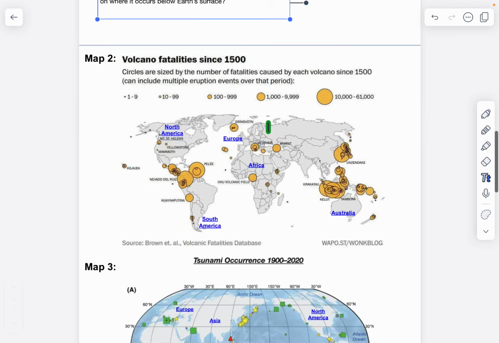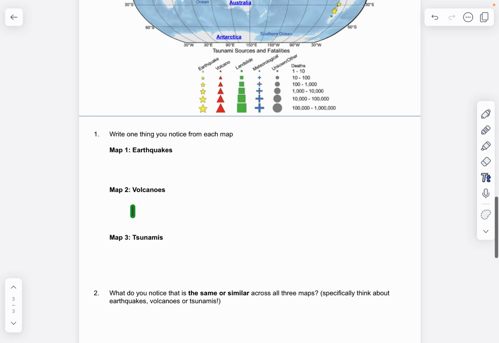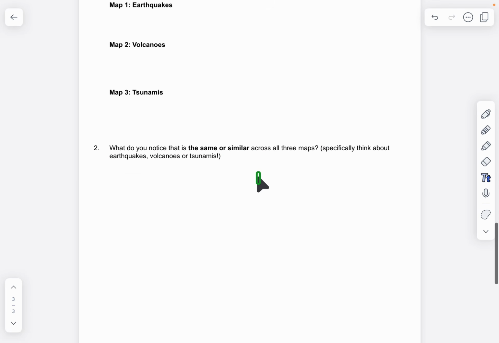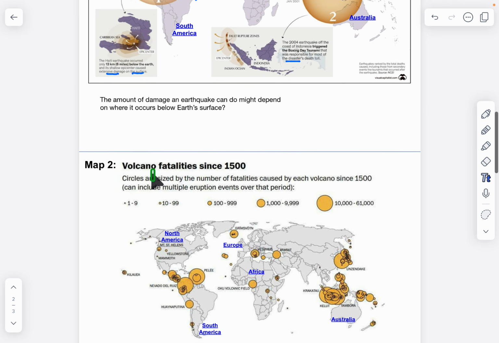So what you want to do is take this and put it down here. And you want to look at volcanoes and tsunamis as well. Once you do that, you should be good, and you should be able to submit this assignment back to me. All right, thank you.